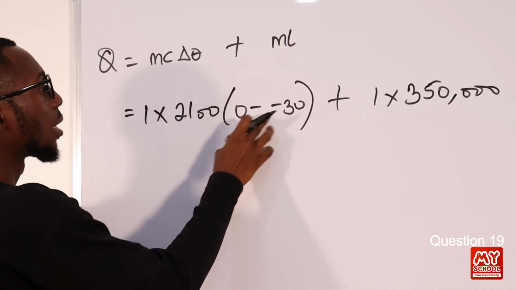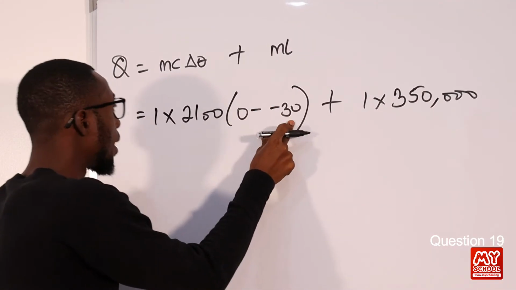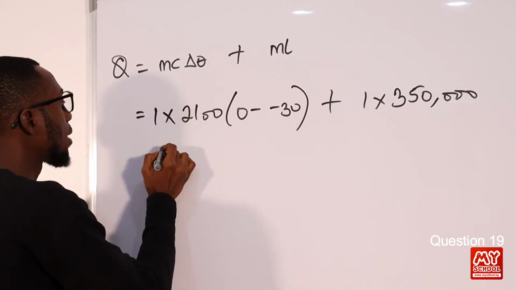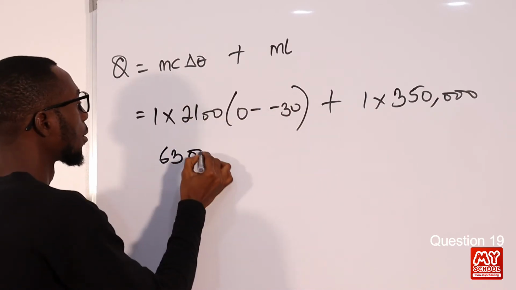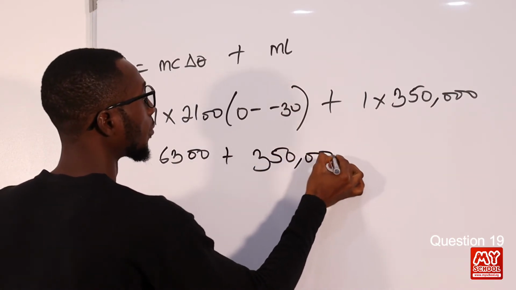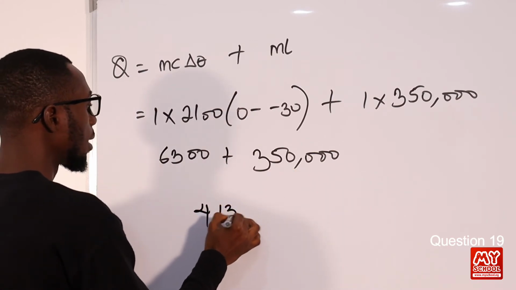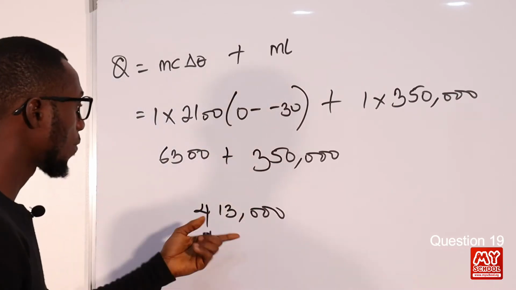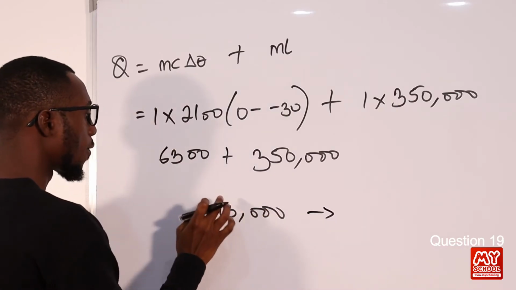So 0 minus times minus is plus. So it's 0 plus 30, that is still 30. So 30 times this, just ignore the zeros first. 3 times 2 is 6, 3 times 1 is 3. How many zeros? 1, 2, 3. 1 times this is still the same thing. So if we add up, we should have 413,000. Just add it up and this is what you should have. If you want to bring this to standard form, I can decide to count 1, 2, 3, 4, 5.